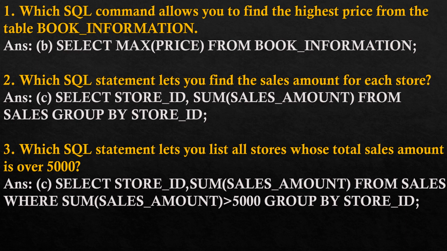Now which SQL statement lets you list all stores whose total sales amount is over 5,000? So you have to find out the total sales by the function sum sales amount, where sum sales amount is more than 5,000, that you have to select. So select store ID, comma, sum of sales amount from sales where sum of sales amount is greater than 5,000, group by store ID. So this is the option C.